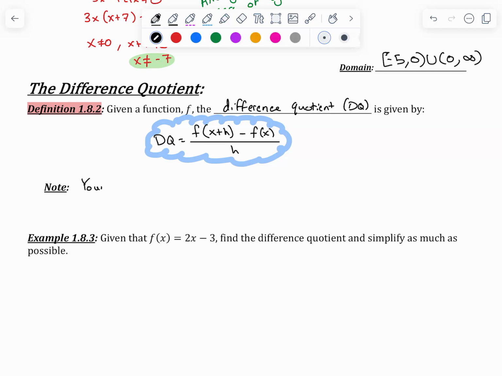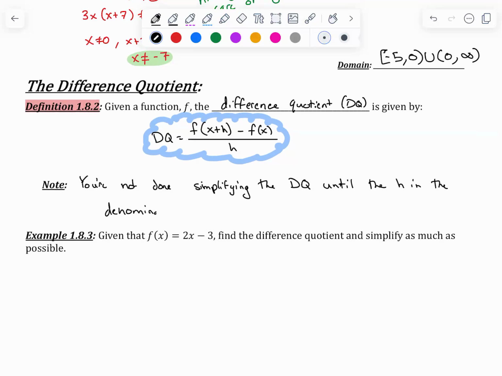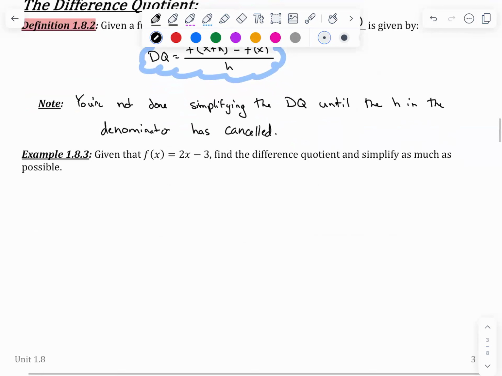Now, the key thing, though, and this is true here and in calculus, is you're not done simplifying the dq until the h in the denominator has canceled. So do whatever algebra is necessary to cancel that h in the denominator. Whatever algebra can work, whether it be factoring to cancel or simplifying to cancel or finding common denominators, anything is viable to try and get rid of it. That's the end goal.